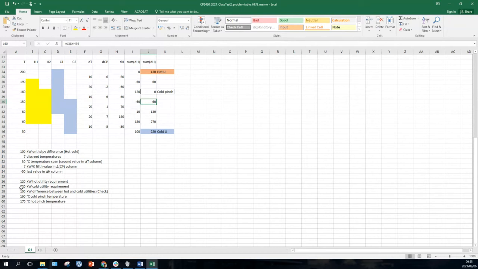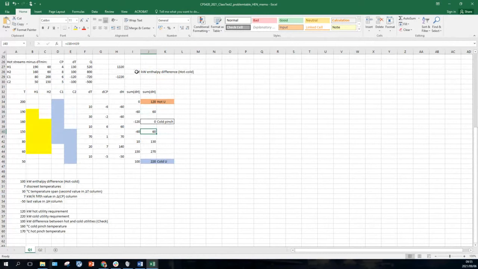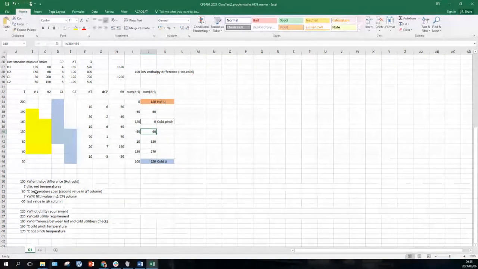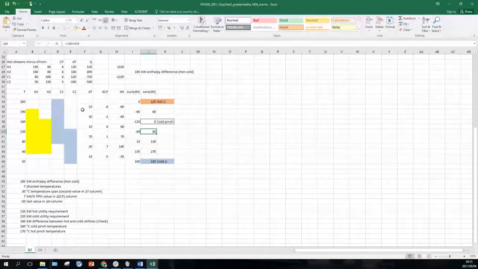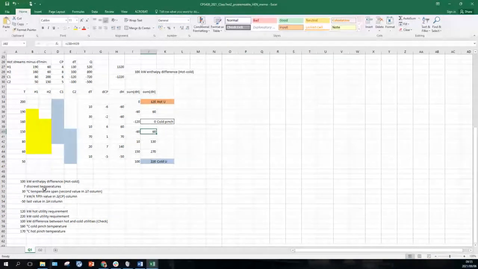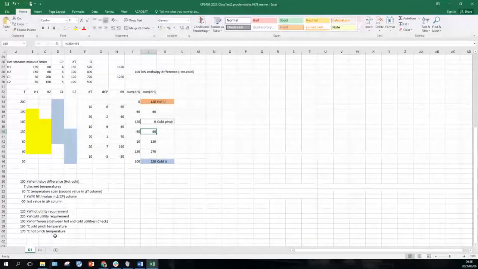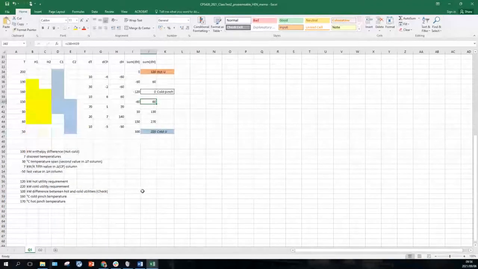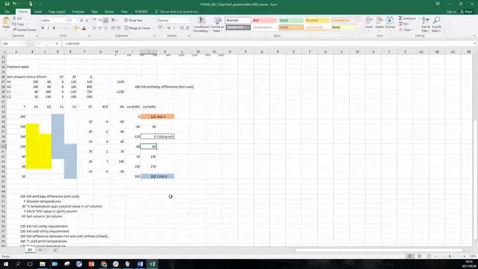So this is how I would allocate marks there: that you showed the 100 enthalpy difference, and that you've got the correct temperatures, 7 discrete temperatures, 30 degrees C, the temperature span, second value, oh, I see. Oh, this is when I asked questions. Right, this is from the previous year. In your case, I only asked 7 questions. In the previous year, I asked 15 questions. Okay. So that's just being able to read them off the graph once you've done that.